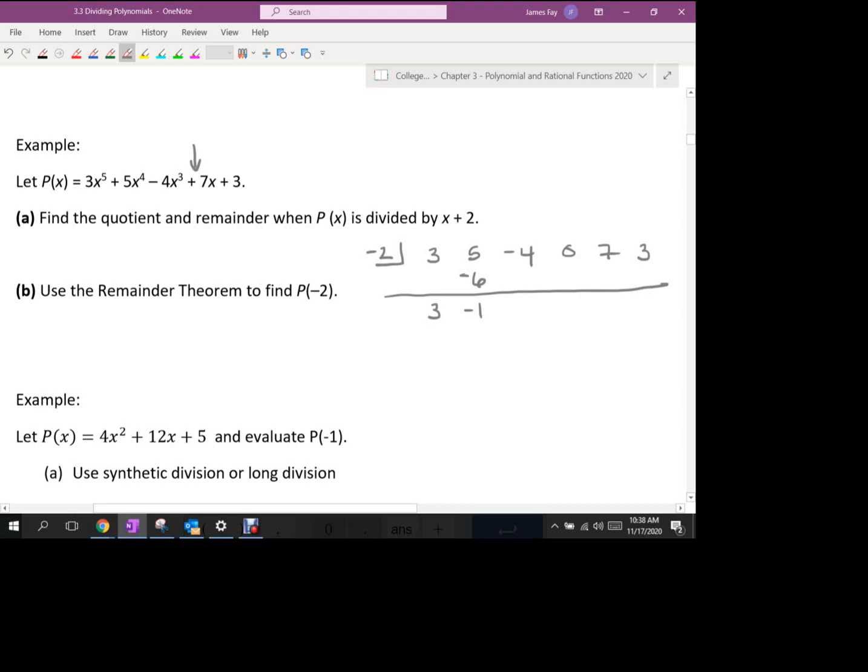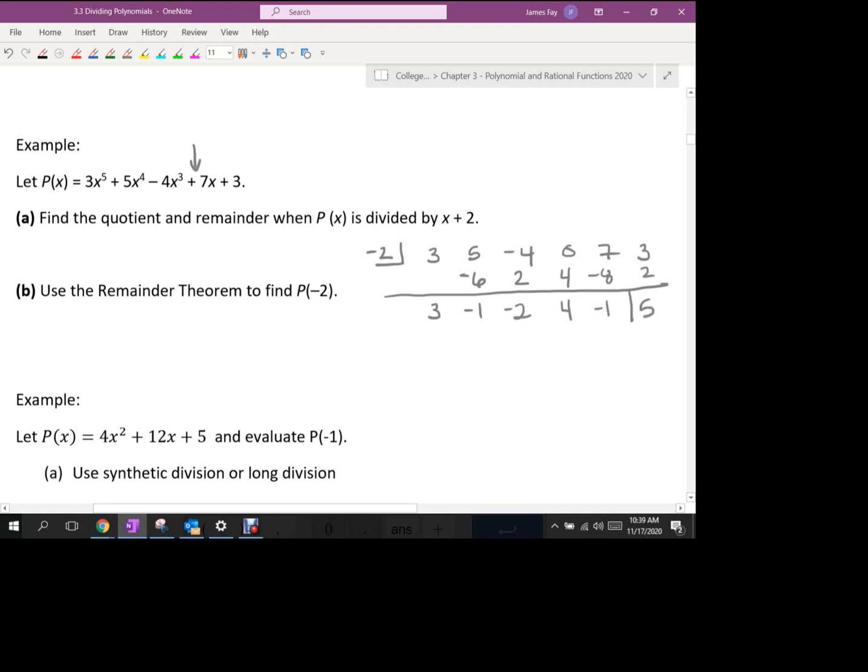All right. So -2 times -1 is 2. Gives me -2. So it's going to give me 4. -8. Multiply gives me 2. And now I get 5, right?